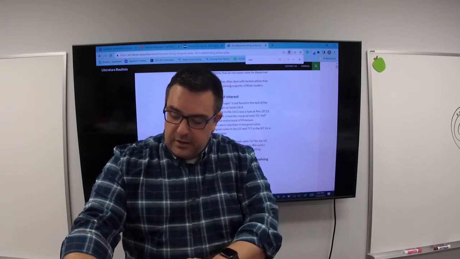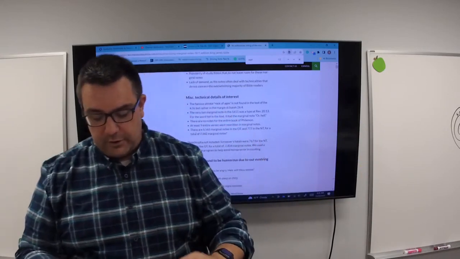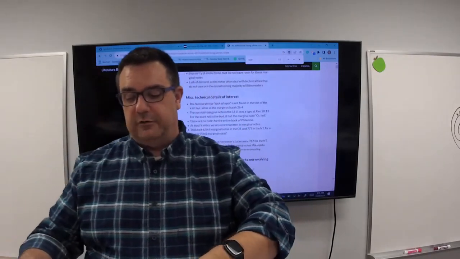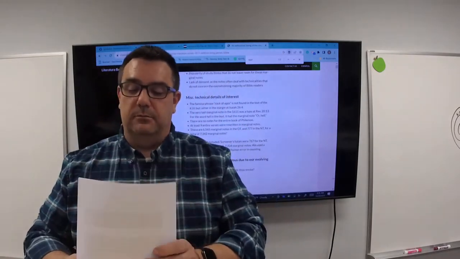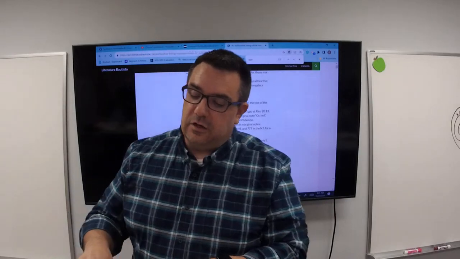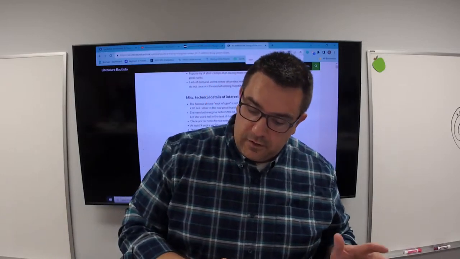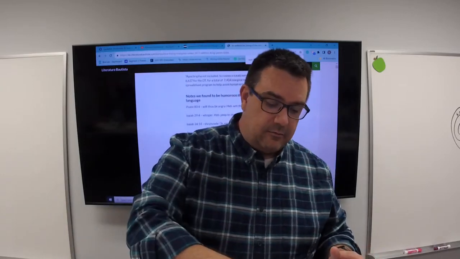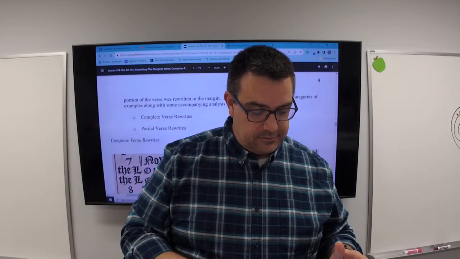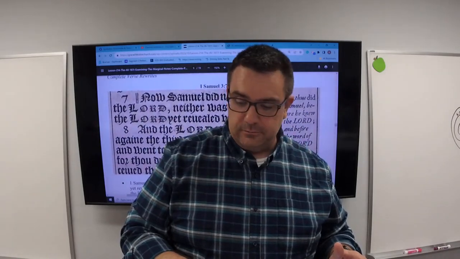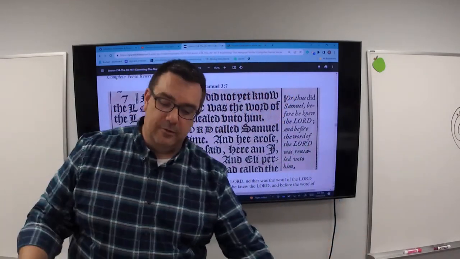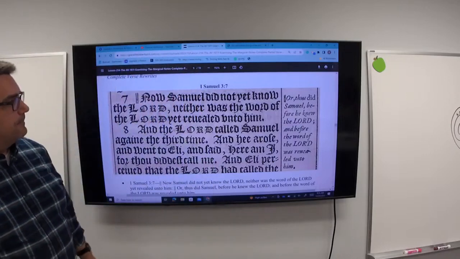In addition, there are 8 verses for which a significant portion of the verse was rewritten in the margin. Okay? So please consider the following categories of examples along with the accompanying analysis. All right? So we're going to look first at complete verse rewrites, and then we're going to look at partial verse rewrites. Now, here is the first one. 1 Samuel 3:7. All right?